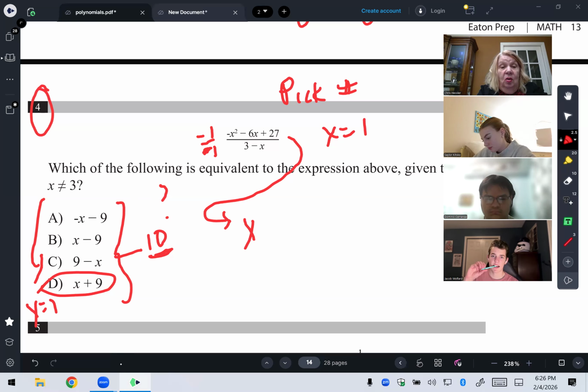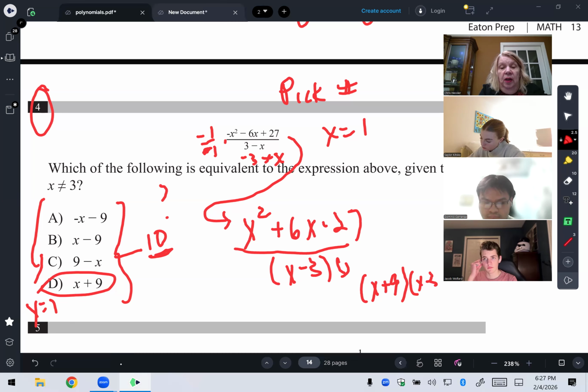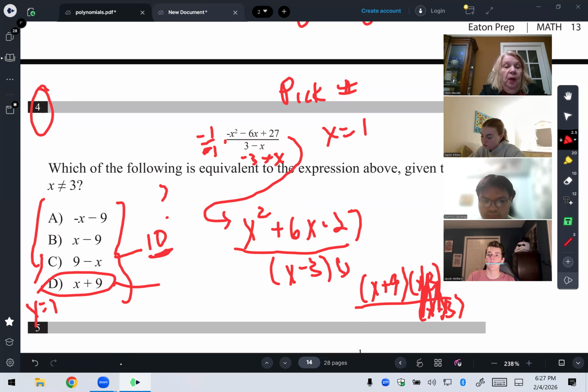So this will be x squared plus 6x minus 27, over x minus 3, right? Yeah, and the denominator will be x minus 3, because when I multiply by -1, I'll get minus 3 plus x, which is really x minus 3. Then the numerator factors to x plus 9 times x minus 3, over x minus 3. The x minus 3's cancel. And I have a winner in answer choice D either way.